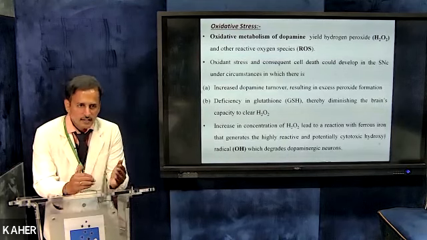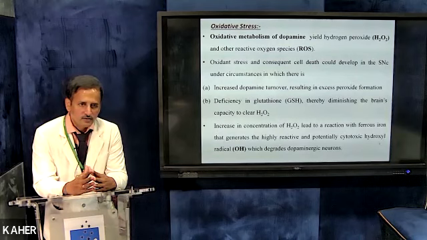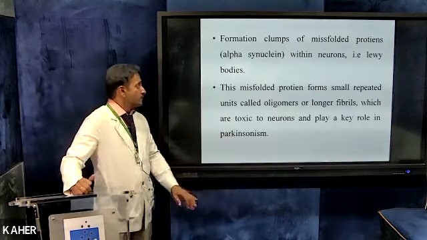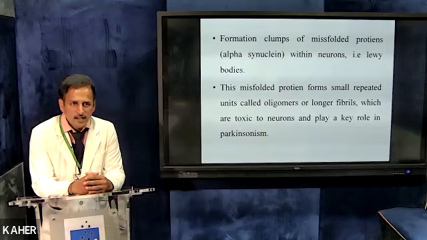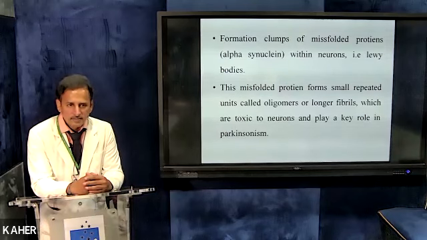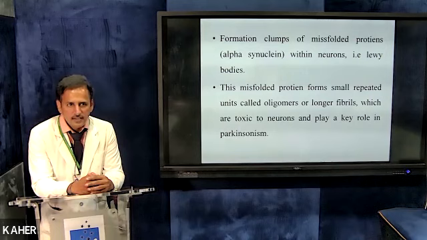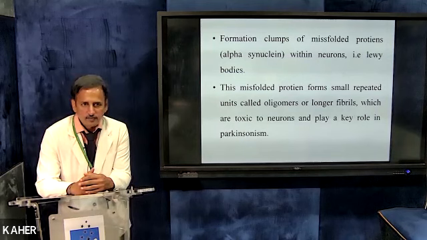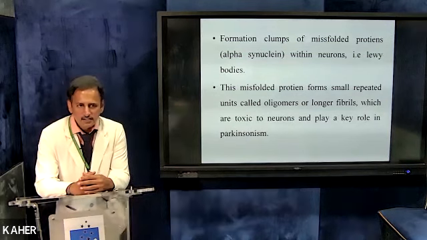An increase in the concentration of hydrogen peroxide leads to a reaction with ferrous iron that generates highly reactive and potentially cytotoxic radicals that degrade the dopamine neurons in the brain. This deficiency of neurons may lead to the formation of clumps, that is, misfolded proteins in the substantia nigra pars compacta of the brain, where the proteins get misfolded within the neurons. They are also called Lewy bodies, or nuclei of the proteins. The misfolded proteins form small repeated units called oligomers or longer fibrils, which are toxic to the neurons and play a key role in the Parkinsonism disorder.